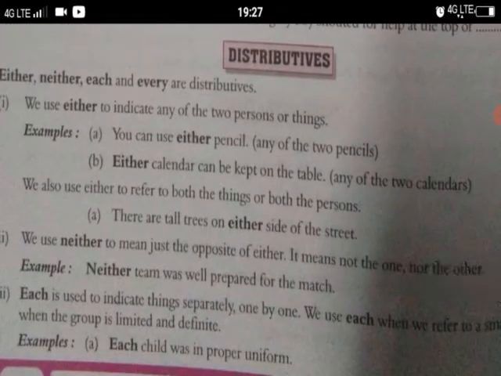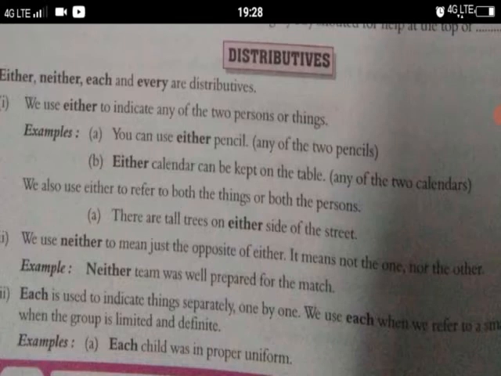Let's see what distributives are. Distributives are words such as either, neither, each and every. Where do we use these words? First, we use either to indicate any of the two persons or things. For example, you can use either pencil. It means any one of the two pencils. We also use either to refer to both the things or both the persons. For example, there are tall trees on either side of the street.